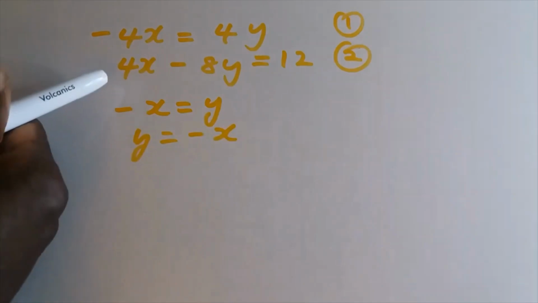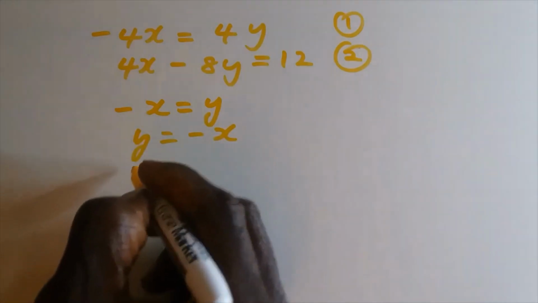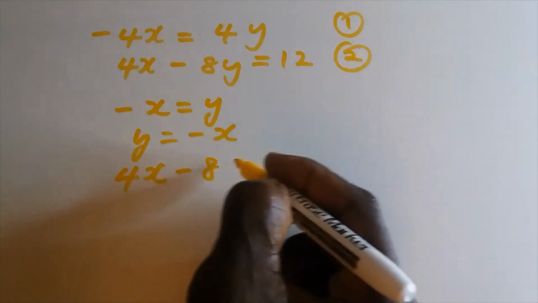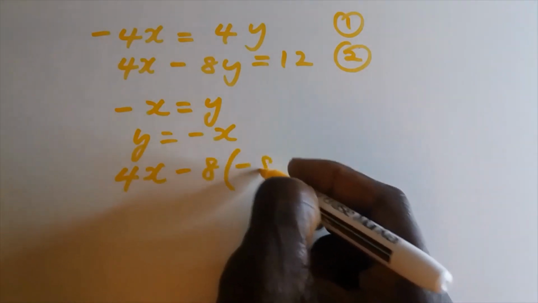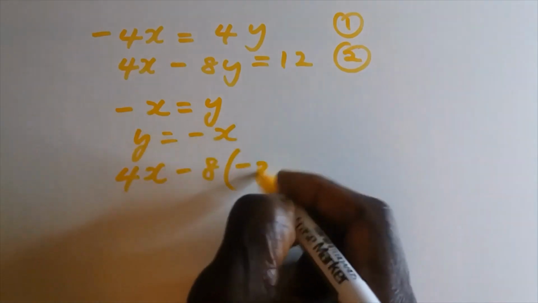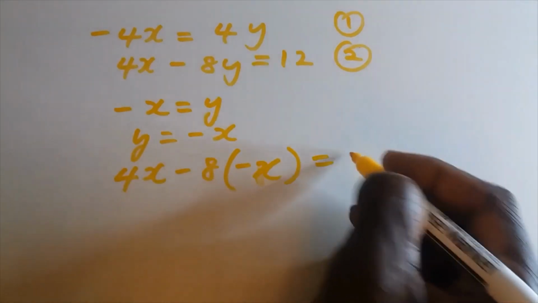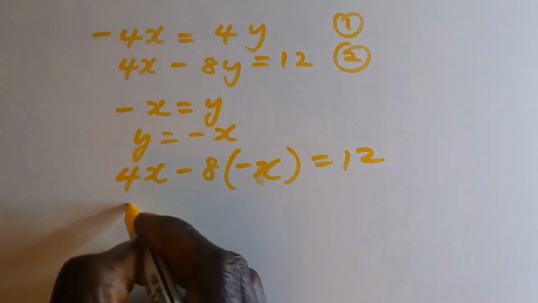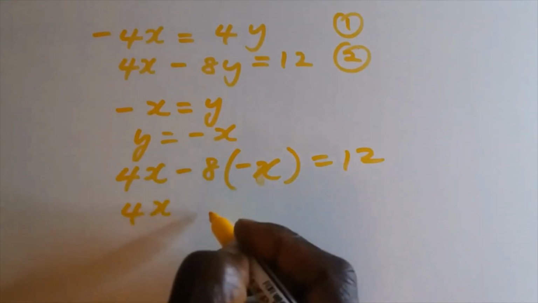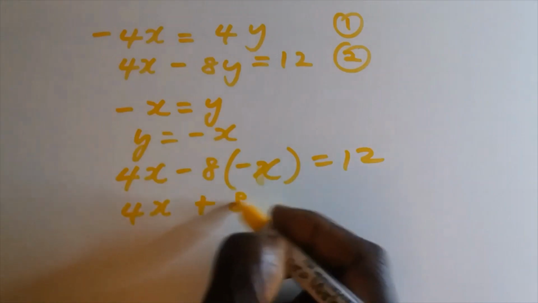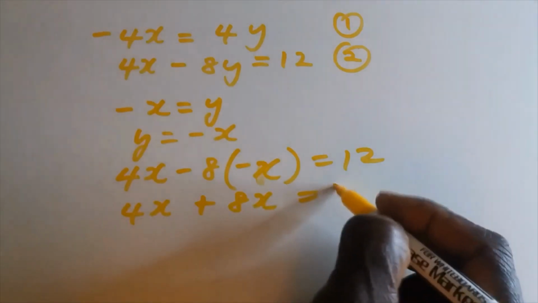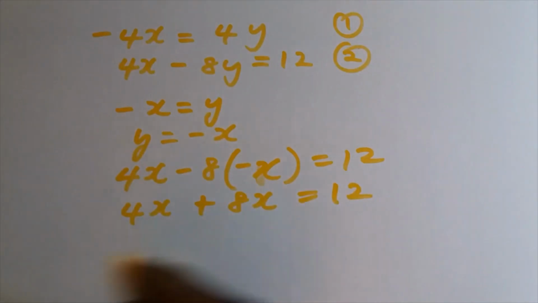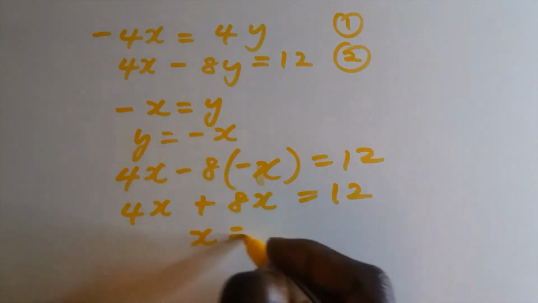And now we can substitute into equation 2. So we have 4x minus 8 minus x, and that's equal to 12. And this gives us 4x add 8x is equal to 12. So we have 12x is equal to 12, so x must be equal to 1.